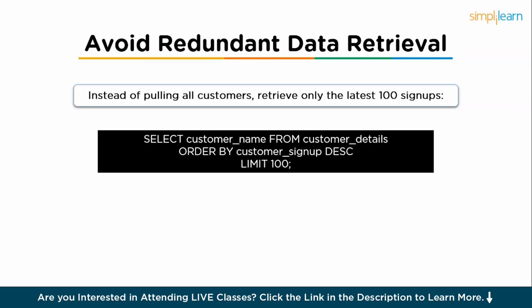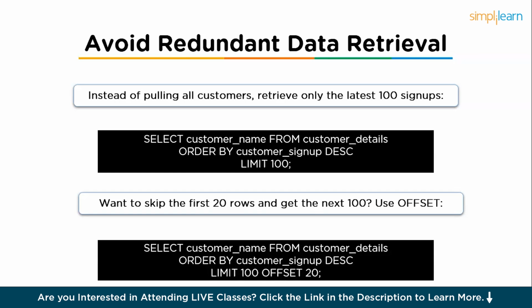So here, as you can see, we have a query where you can select customer name from customer details, order by name, and LIMIT 100. So this ensures that only 100 rows are returned, even if the table has 1000. If you want to skip the first 20 rows and get the next 100, you have to use OFFSET. So if you are using OFFSET, you have to write a query like SELECT customer_name FROM the table ORDER BY customer_signup DESC, which is order descending, LIMIT 100 OFFSET 20. This is useful for pagination when loading data in chunks instead of all at once.